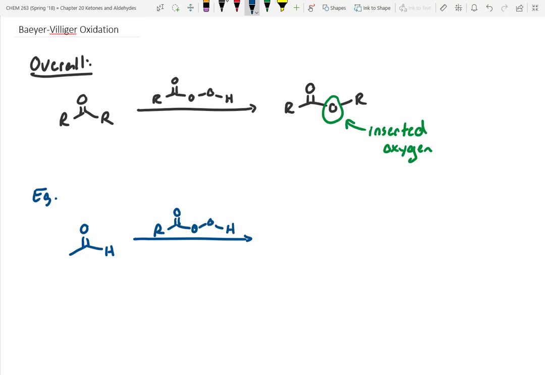Is it going to go on the left in between the two carbons, or is it going to go on the right in between the carbon and the hydrogen? Experimentally, we know it inserts in between the carbon and the hydrogen, which means you can actually convert an aldehyde to a carboxylic acid. The only way we knew of doing this before was to reduce an aldehyde to an alcohol and then re-oxidize it using a chromium-based reagent. This is nice because it's one step, it avoids chromium, it's really easy to do.